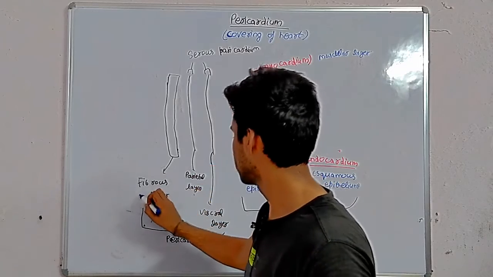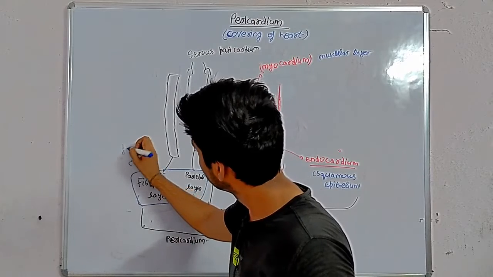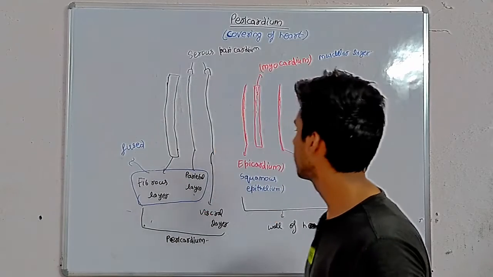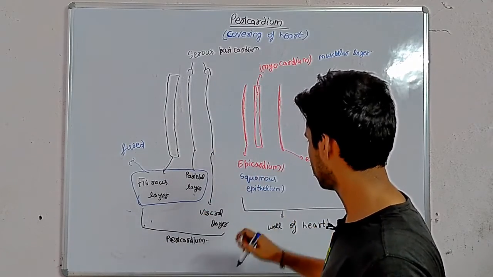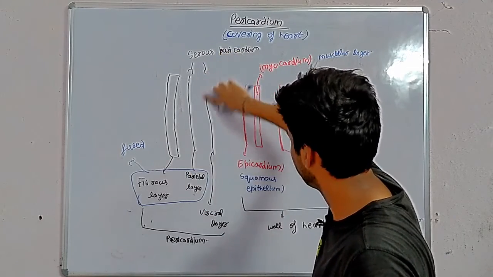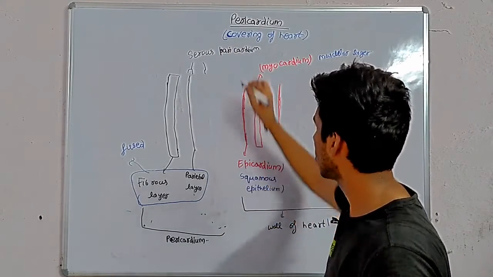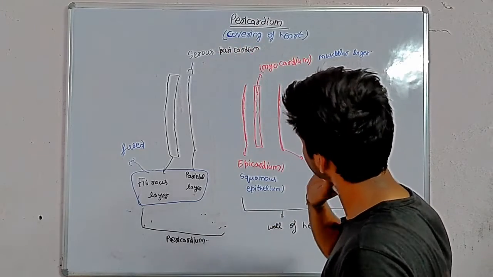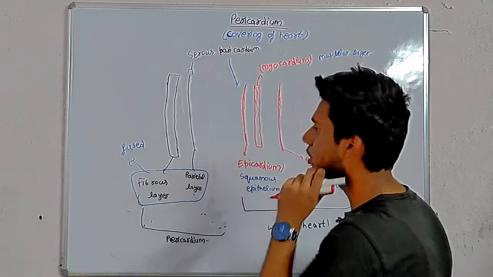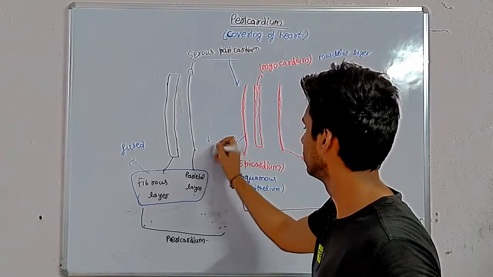So the first important thing, these 2 layers are fused. The fibrous and the parietal layers are fused. These are the same layer, not different. This is also called serous. Remember, no separate visceral layer is present here. The serous visceral layer is also called the epicardium. This is called the visceral layer.